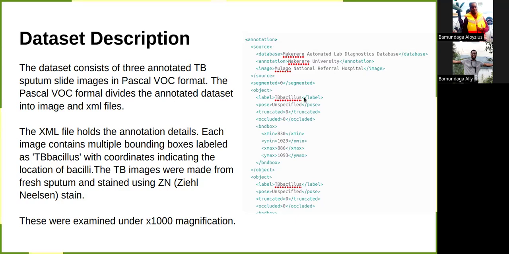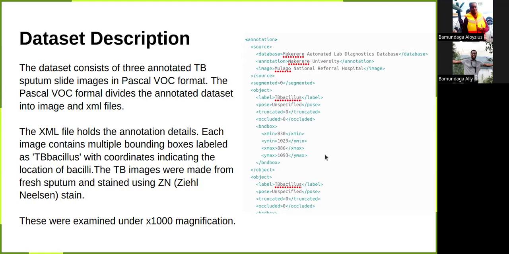There's the annotation information. As you see here, the annotation source database is stored in the Macquarie Automated Lab Diagnostics, Macquarie Lab. Then the annotation is Macquarie University, where it happened. Then the source was Mulago National Referral Hospital, which is also in Kampala. Segmented is 0. Now here we're seeing the bacilli, the label TB bacillus.